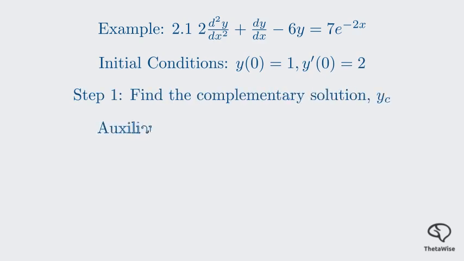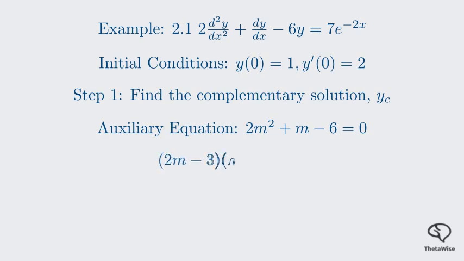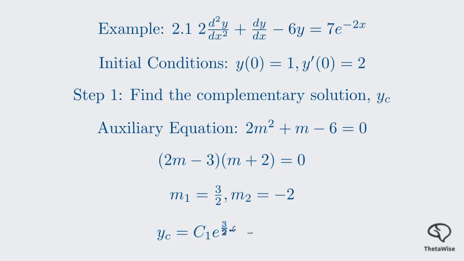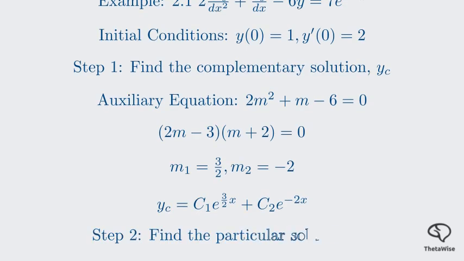The auxiliary equation is 2m^2 plus m minus 6 equals 0. We can solve this quadratic by factoring or the quadratic formula. Let's factor. The factors are (2m minus 3)(m plus 2) equals 0. This gives us two distinct real roots, m1 equals 3/2 and m2 equals minus 2. Our complementary solution is y_c equals c1 e to the power of 3/2 x plus c2 e to the power of minus 2x. Step 2. Find the particular solution, y_p.